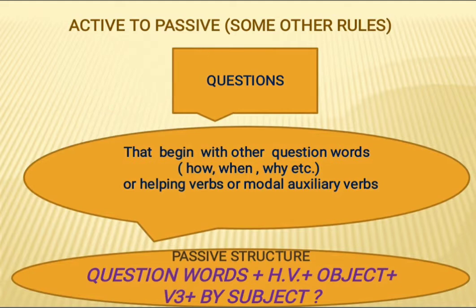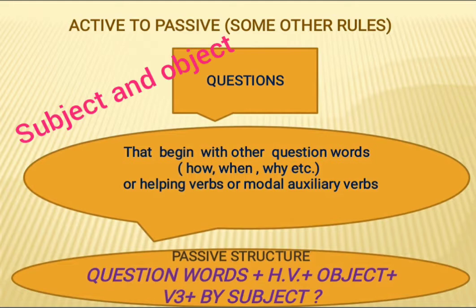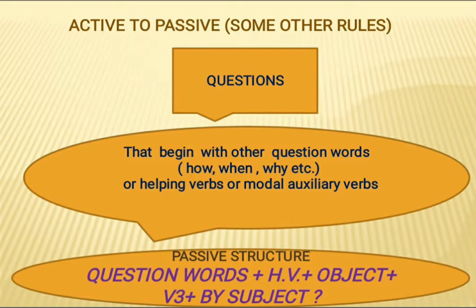So in that case, first thing which you have to remember is that in these kind of questions you have both subject and object. And for changing into passive voice, you have to follow the passive structure which is given below. So first you have to write question words, and after question words write helping verb.